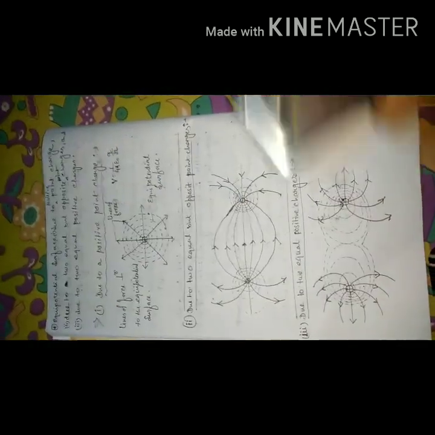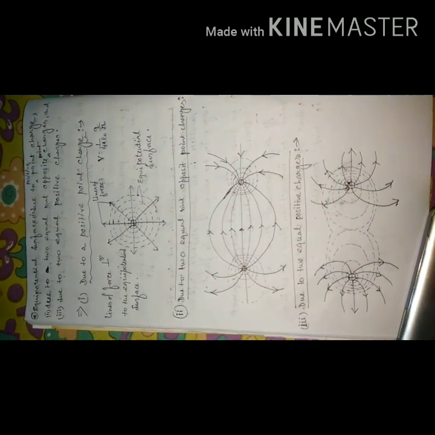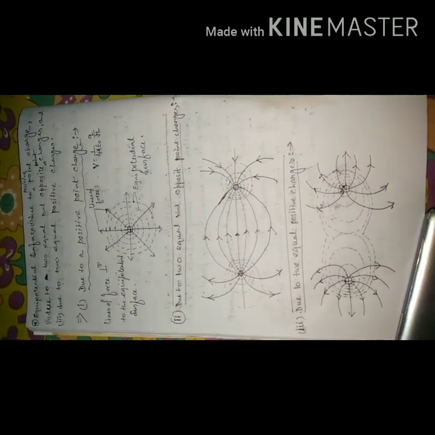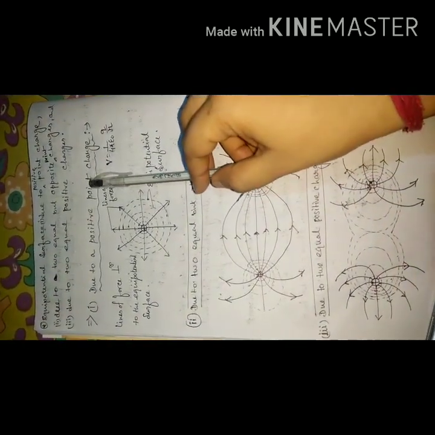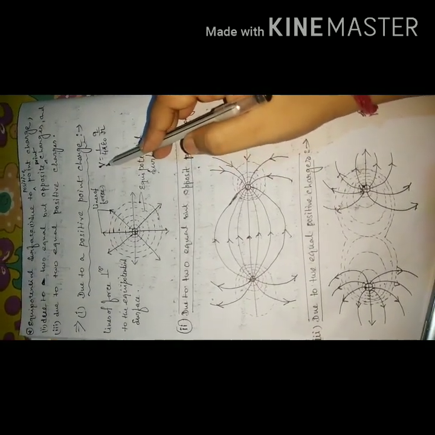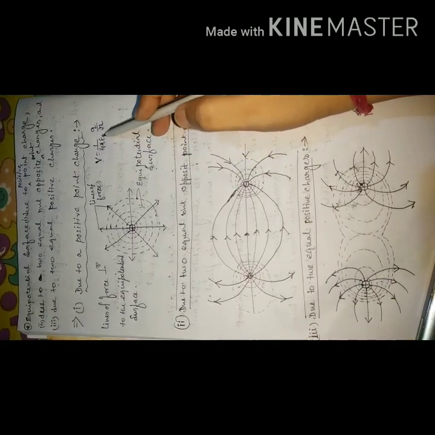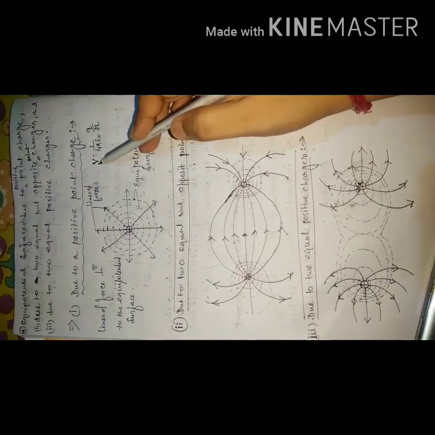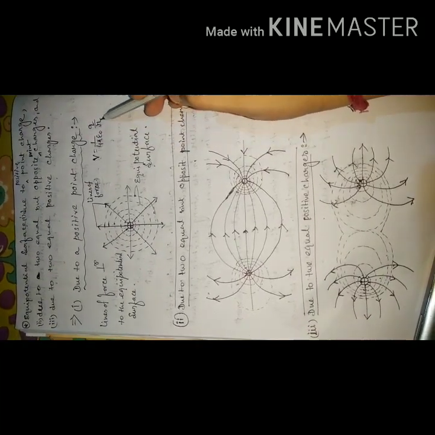Sometimes a 1 mark question also will come: draw the equipotential surface due to this. So there are 3 cases. First, due to a positive point charge. We know the expression of the electric potential, V equals 1 by 4 pi epsilon naught Q by R. That means V is inversely proportional to R.